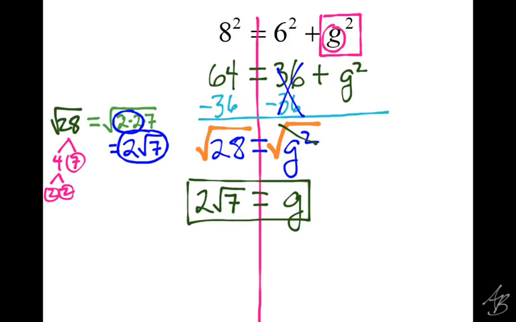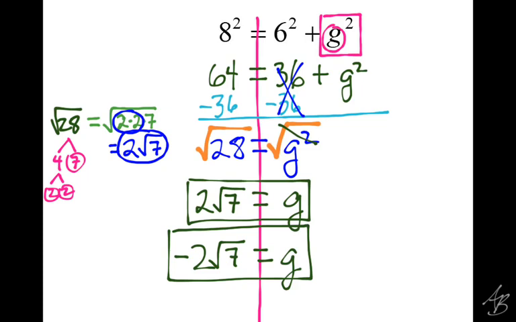So when we took the square root of 25, we got either 5 or negative 5. So if we take the square root of 28, we're going to get 2 square root of 7 or negative 2 square root of 7. Now, we're not going to have to do anything else to get g by itself, so I'm just going to write it underneath here. But the answer also could be negative 2 square root of 7 equals g. So there are 2 possible answers here since the problem has a square on the variable.